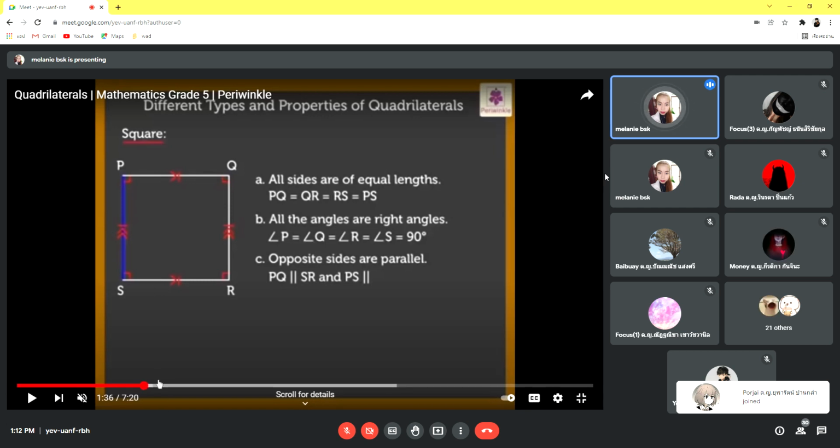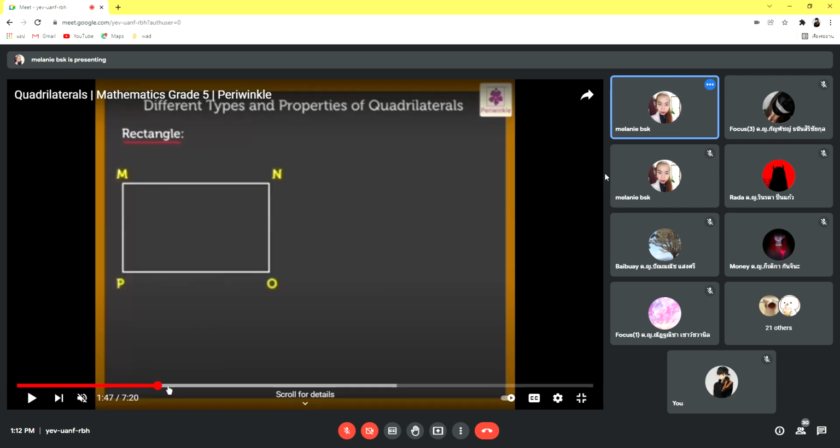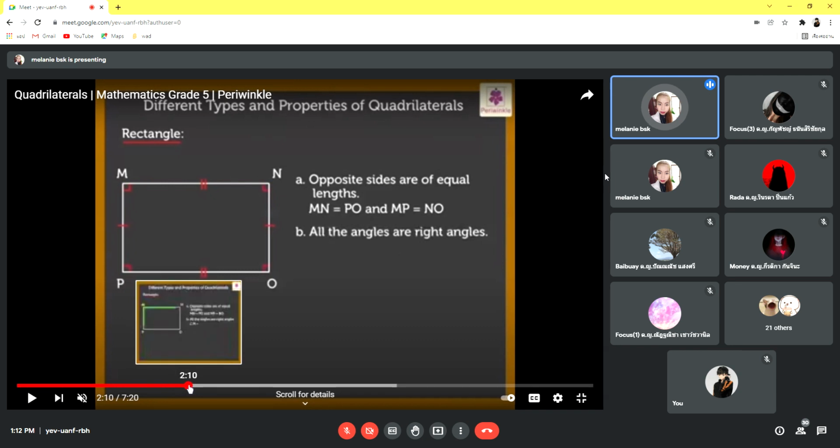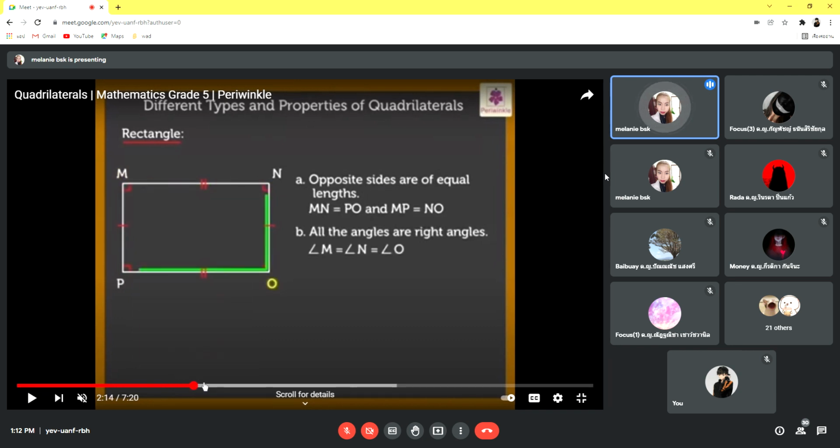Okay, next we're going to move on with the rectangle, children. It's just the same as the square. For the rectangle, opposite sides are of equal lengths. This opposite side has the same length, and this one is also of the same length. So opposite sides are of equal lengths.